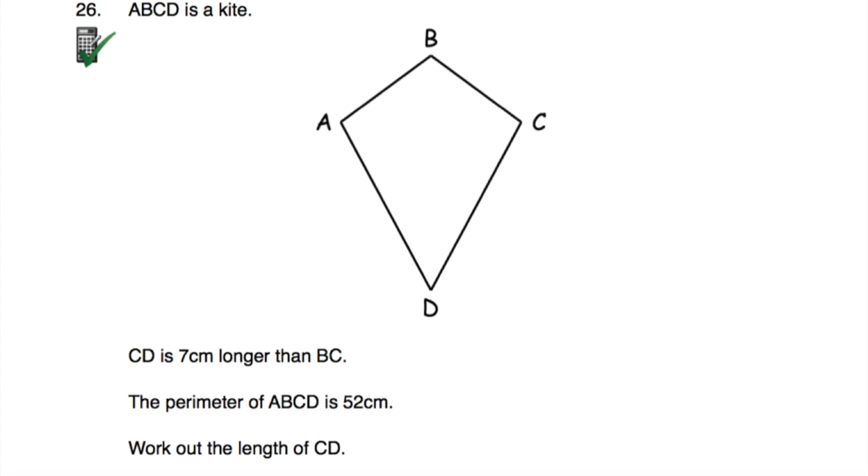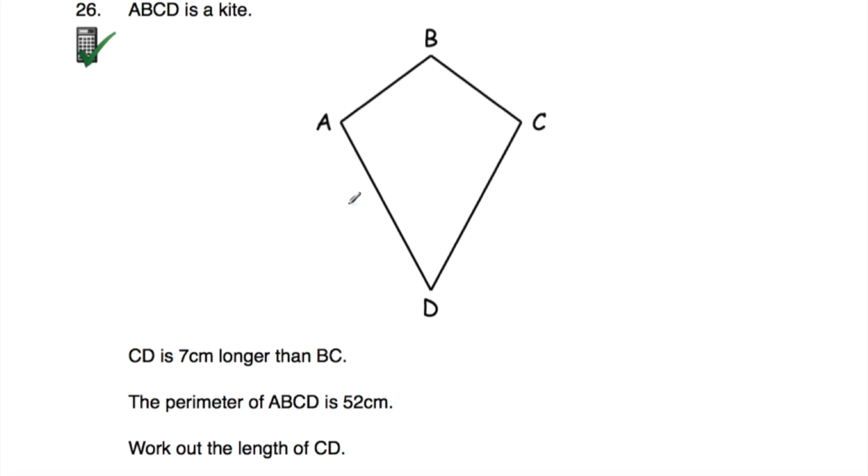Okay, let's have a look at our last question, question number 26. We're told that ABCD is a kite. Remember, a kite has two pairs of equal length sides. As you can see here, AB will be the same length as BC, and AD will be the same length as CD. A kite has a line of symmetry, so this side will be the same length as this side, and this side will be the same length as that side.